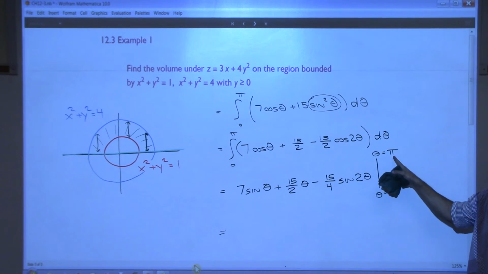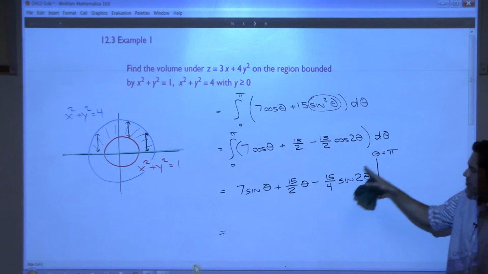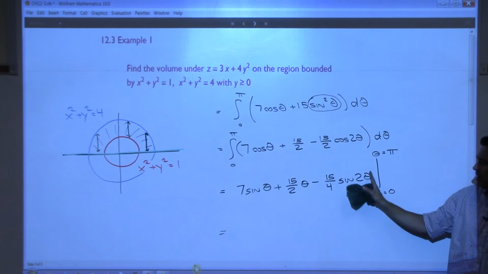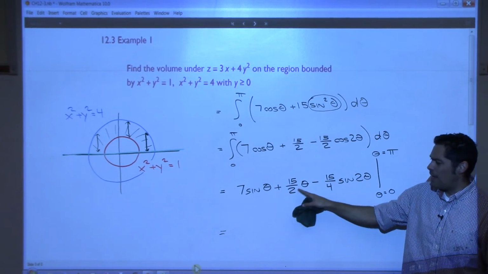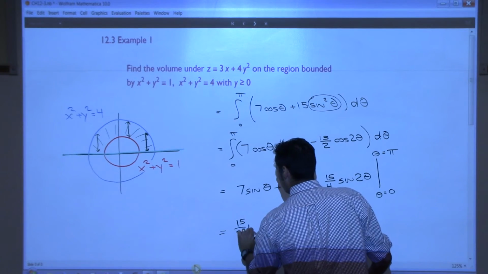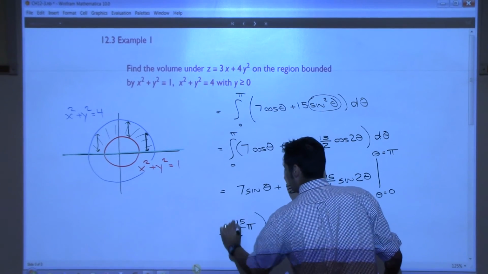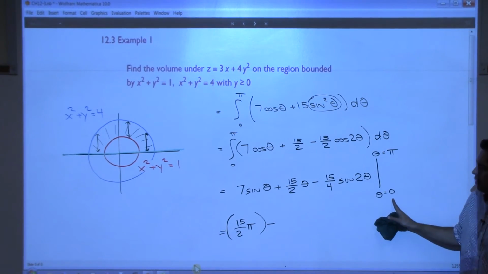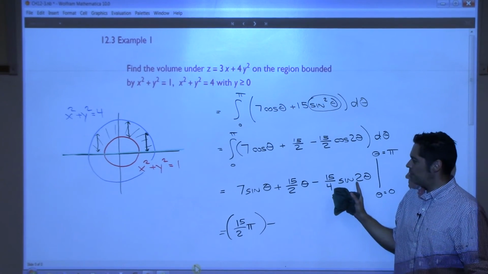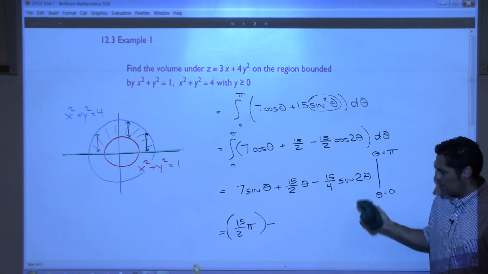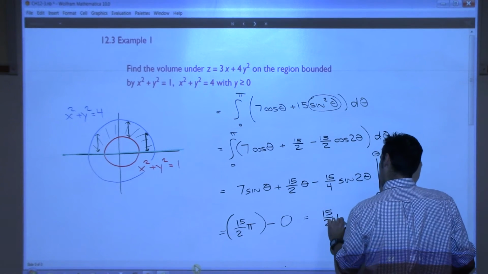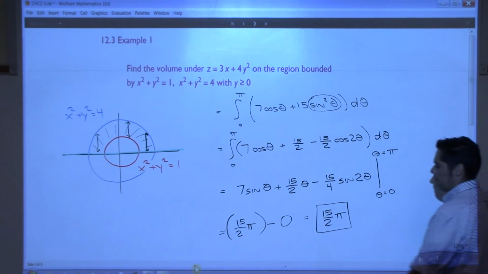All right, let's plug pi in first. I think good things are going to happen here. Sine of pi is 0. Sine of 2 pi is 0. So that's all going to zero out, but we'll have 15 halves pi. So 15 halves pi minus, now let's plug in 0. And I think everything zeroes out here. Sine of 0 is still 0. 15 halves times 0 is 0. So that's it, right? 15 pi over 2.